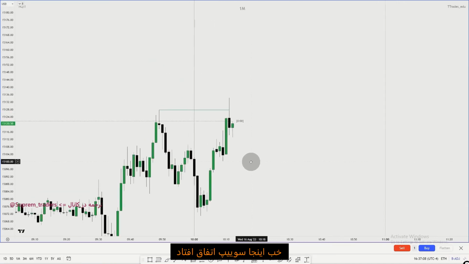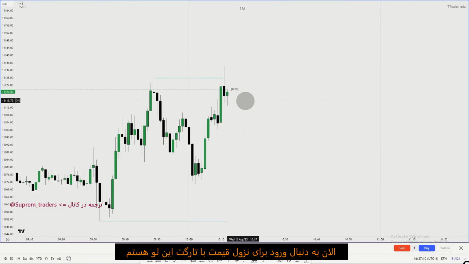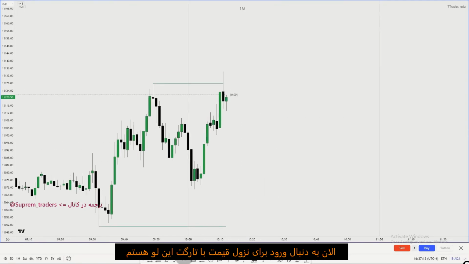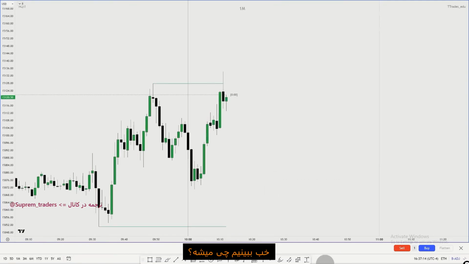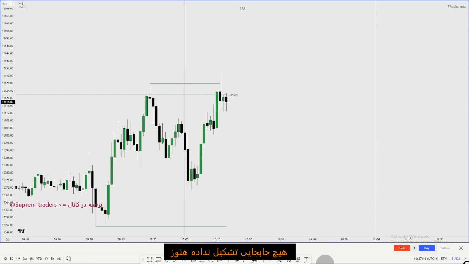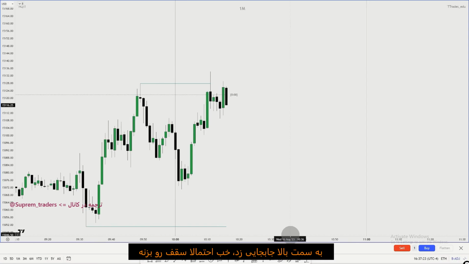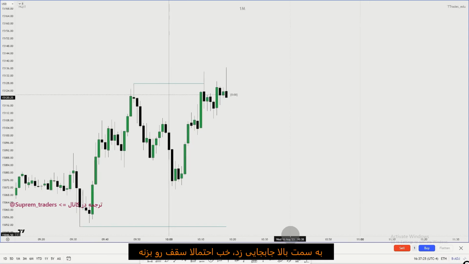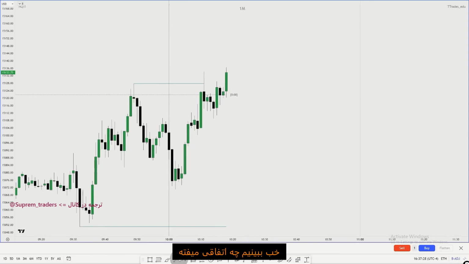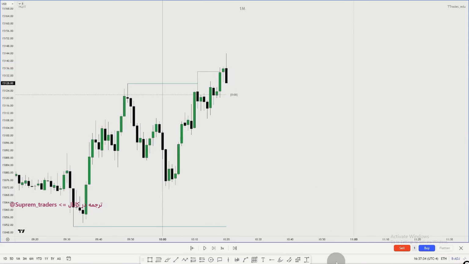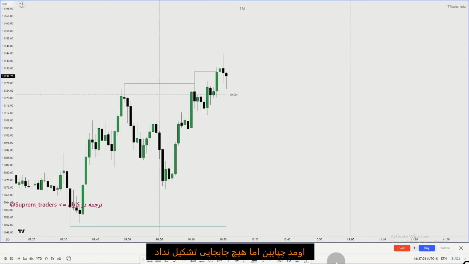So here we have a stop run. Now I'm looking for an entry model lower to target this low. So let's see what happens. No displacement down yet. Displacement back up. So we're probably going to reach for this high. Now, let's see what happens here. Okay, come back down, no displacement down.